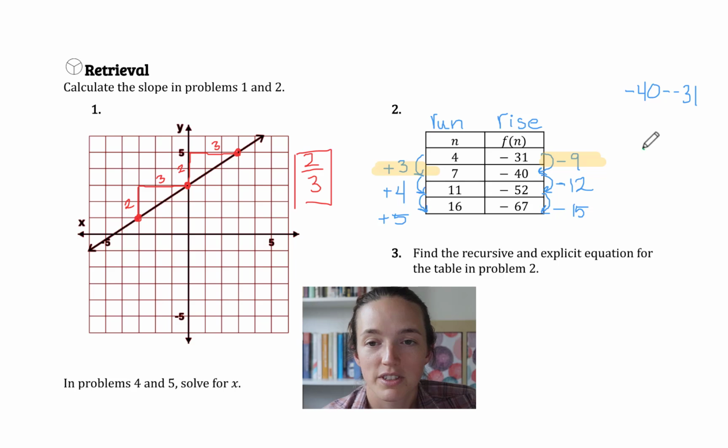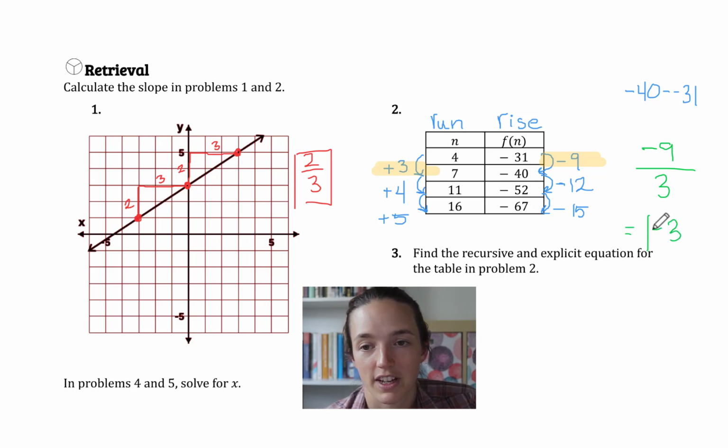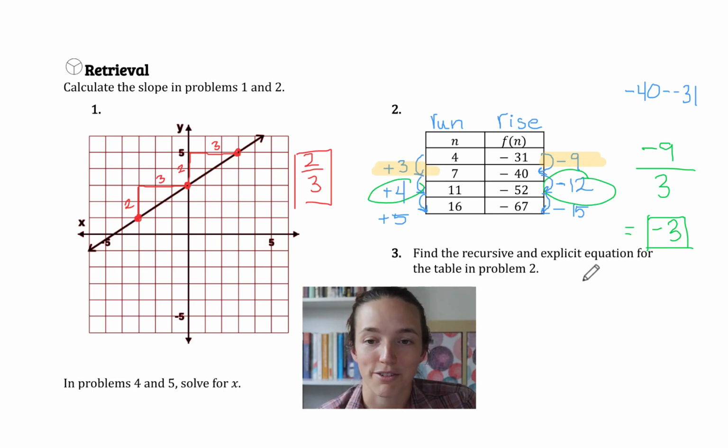So that first rise was -9. The first run was +3. So if I do -9 over 3, that gives me -3. That's my slope. You'd actually get the same thing no matter which combination of rise and run you use. If you did -12 over 4, -3. -15 over 5, -3. Just make sure you're using 2 that match.